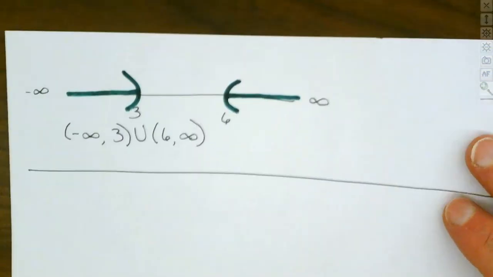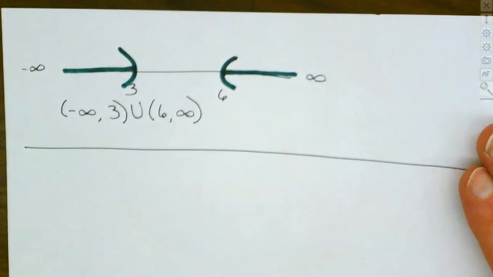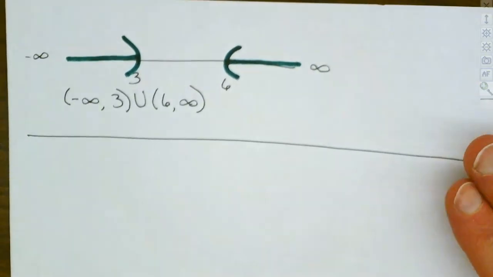So let's do at least one more, probably 2, and then we'll look at some special cases where they're negatives.